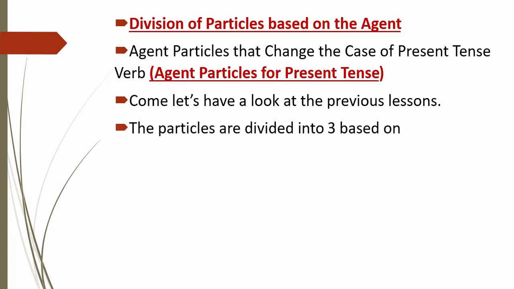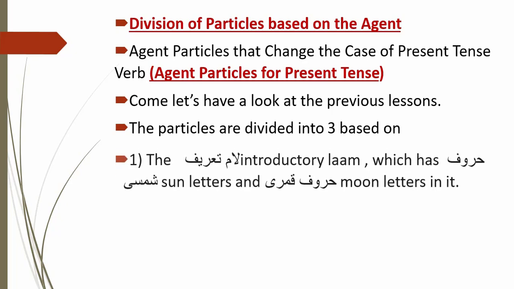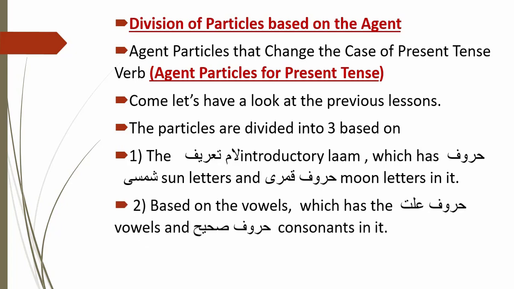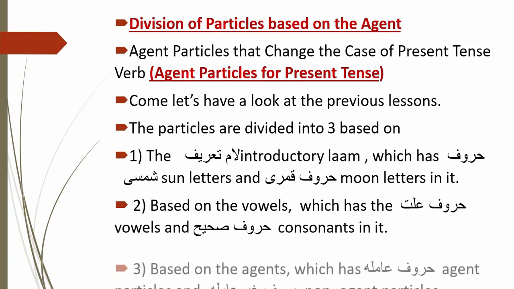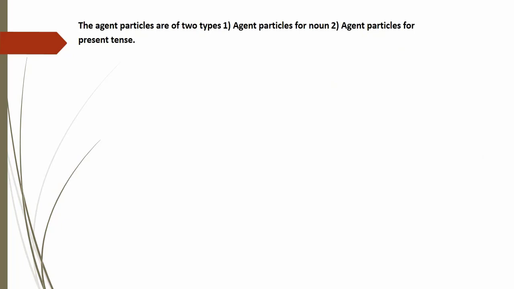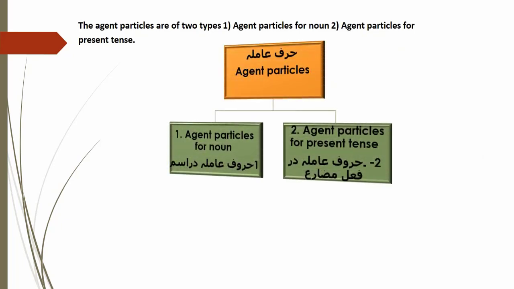The particles are divided into three. Number 1, based on the lam-e-tarif, introductory lam, which has huruf-e-shamsi, sun letters, and huruf-e-qamari, moon letters in it. Number 2, based on the vowels, which has the huruf-e-illat, vowels, and huruf-e-sahih, consonants in it. And number 3, based on the agents, which has huruf-e-amila, agent particles, and huruf-e-ghair-amila, non-agent particles. The agent particles are of two types. Number 1, agent particles for noun, huruf-e-amila dar ism, and agent particles for present tense, huruf-e-amila dar fi'l mudari.